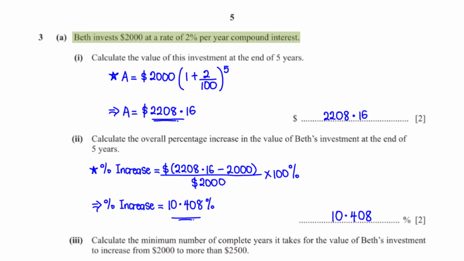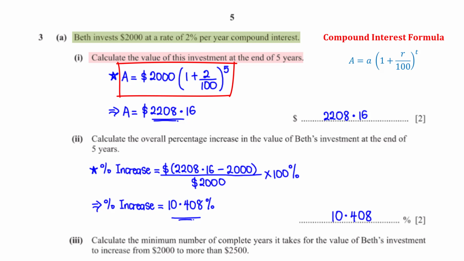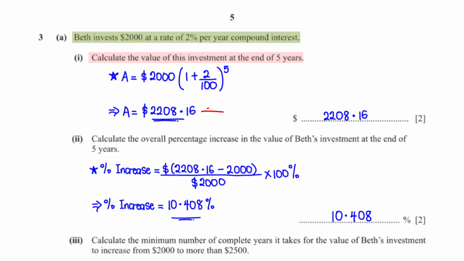Beth invests $2,000 at a rate of 2% per year compound interest. Calculate the value of this investment at the end of 5 years. By applying the compound interest formula, the final value of the investment will be the initial amount invested, which is $2,000, times 1 plus the rate, which has been given as 2%, raised to the power 5, which is the duration for the investment. When we type this into the calculator, we get $2,208.16.